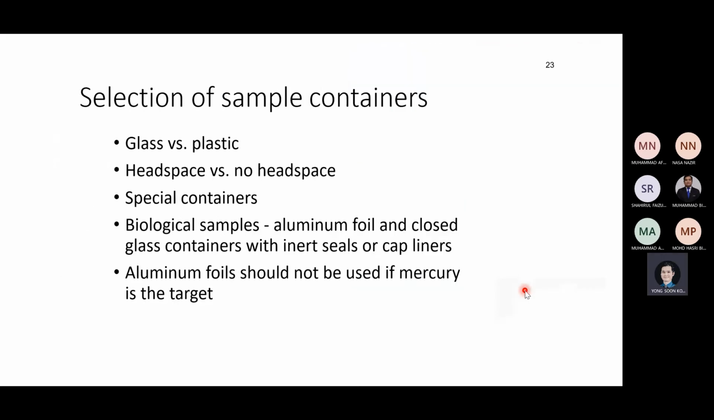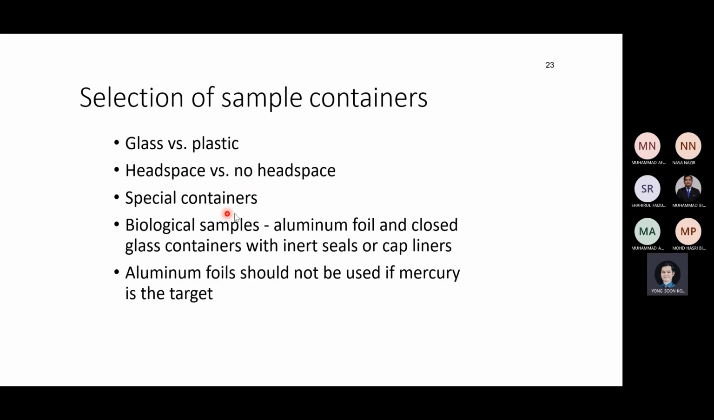Okay, now selection of sample container. I think I have explained this one already. When do you use glass? When do you use plastic? Glass, organic pollutants, plastic, inorganic pollutants. Headspace or no headspace? Headspace, I mean, if you don't have volatile analytes that you want to look at. If you do, then please don't allow any headspace, any air inside the container.